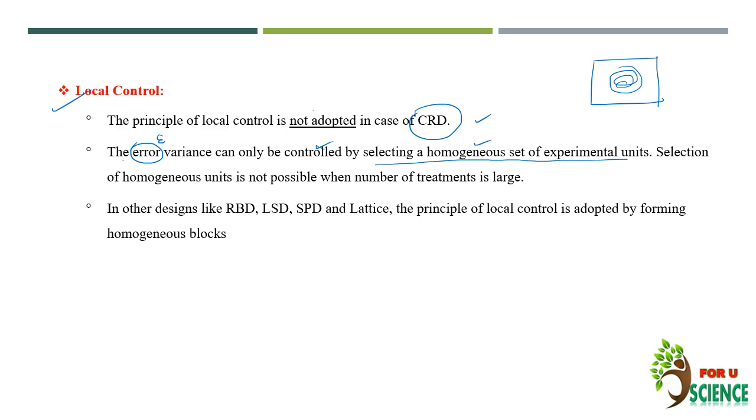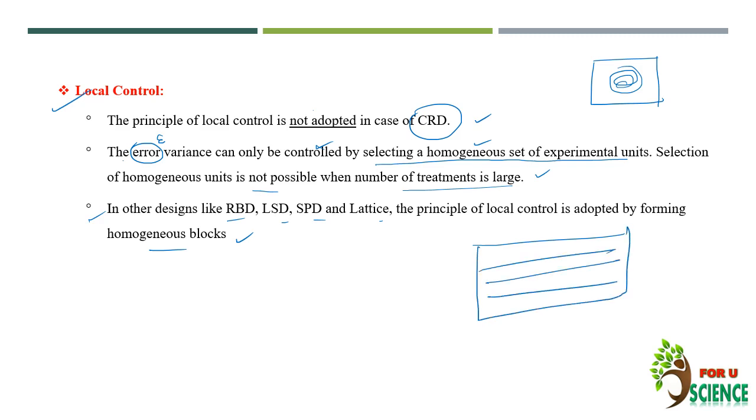Selection of homogeneous units is not possible when the number of treatments is large. If the treatment number is large, it is not possible to select those homogeneous units. In other designs like RBD, LSD, SPD, lattice, the principle of local control is adopted by forming homogeneous blocks. What we can do now is divide our plot into homogeneous small blocks as we have discussed earlier. The main theory is that in a large area there is a large variation, and in a small area there will be small variation.